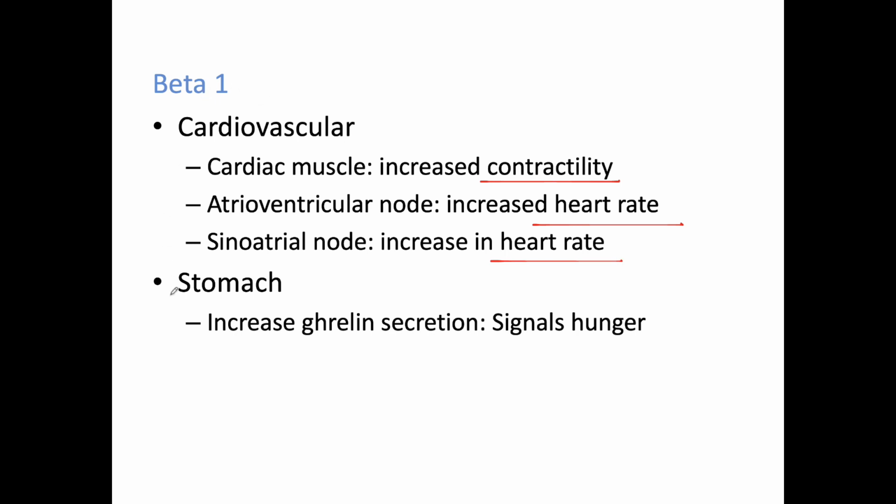Beta-1 receptors are also found in the stomach. When norepinephrine binds to beta-1 receptors in the stomach, it increases ghrelin secretion. Now, you don't know the function of ghrelin yet because we haven't gone over the digestive system, but ghrelin's function is to make you feel hungry. So when you have norepinephrine binding to beta-1 receptors in the stomach, it's going to cause the stomach to make ghrelin. Ghrelin's going to go to your brain and tell you that you're hungry. This is oftentimes why when you're stressed out, you feel hungry.